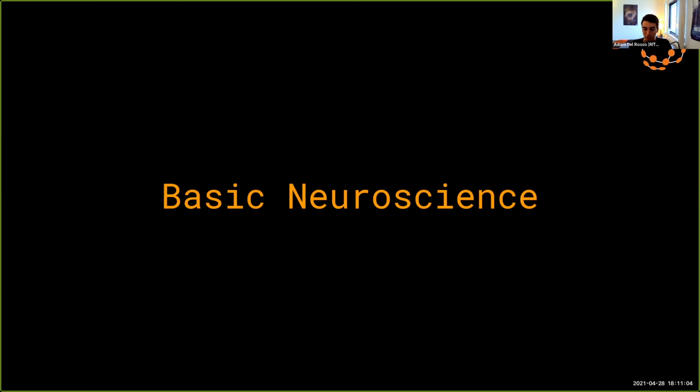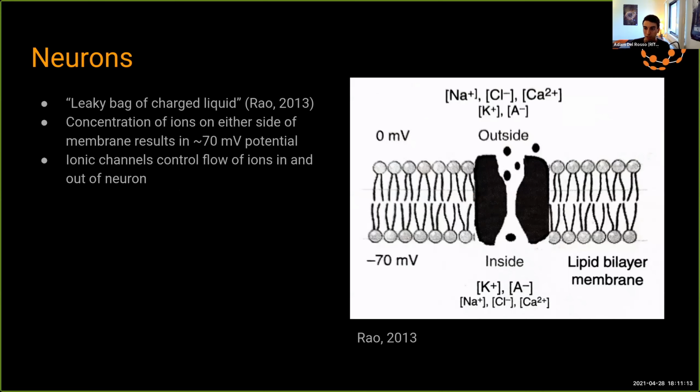Okay, great. So I'm going to take off into some basic neuroscience here, just the fundamentals of what you need to understand the rest of this lecture. Starting at a low level, what is a neuron? I liked Rao's description, a quote directly from the book, a leaky bag of charged liquid. So you have a potential difference due to a concentration of ions on either side of this lipid bilayer membrane, and we have these channels that control the flow of ions.